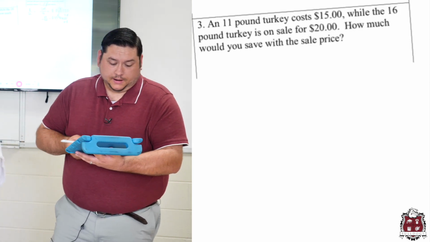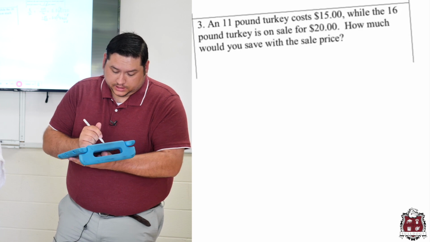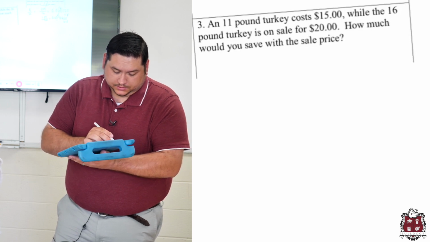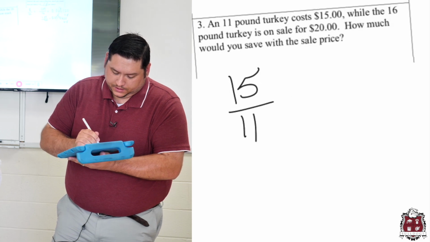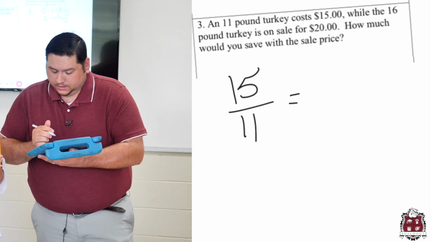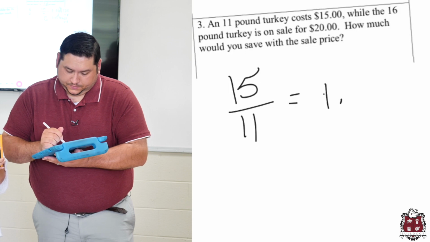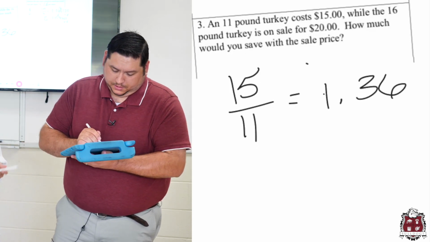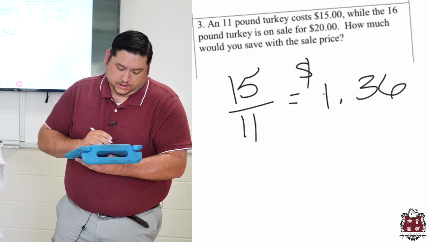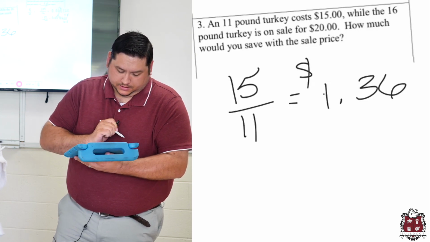So we're going to compare. If I look at my 11-pound turkey, it costs $15. So I'm going to say $15 divided by 11, which gives me $1.36 per pound. Now we're going to look at our larger turkey.